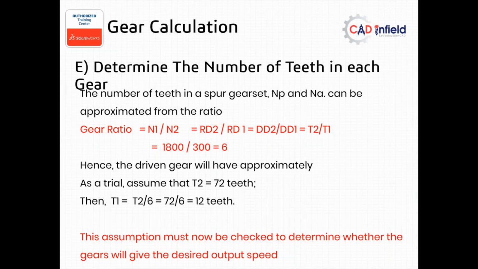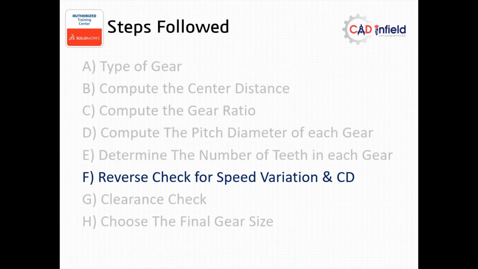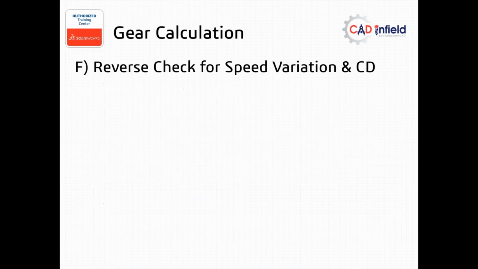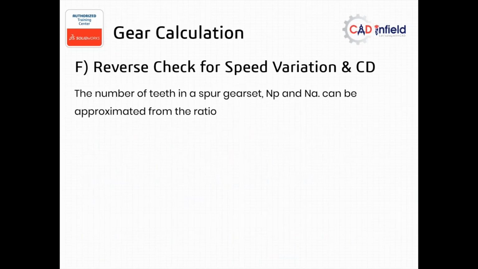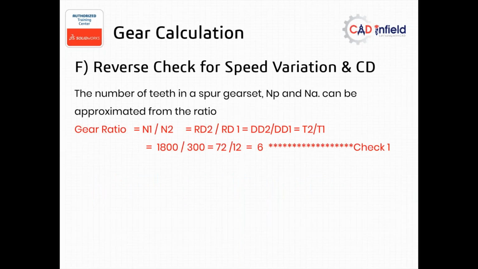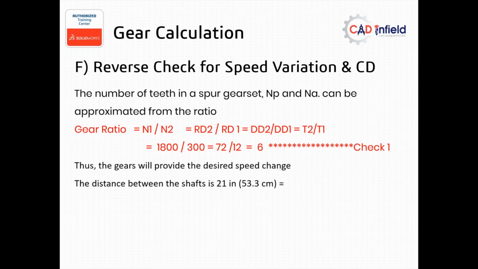So based on this assumption, let us reverse calculate. We have assumed the number of teeth, and now we want to check it the reverse way. The smaller gear we call the spur, and the larger gear we call the gear. The first checkpoint is N1 by N2 is equal to T2 by T1: 1800 divided by 300, or 72 divided by 12. I'm getting 6 as my gear ratio.